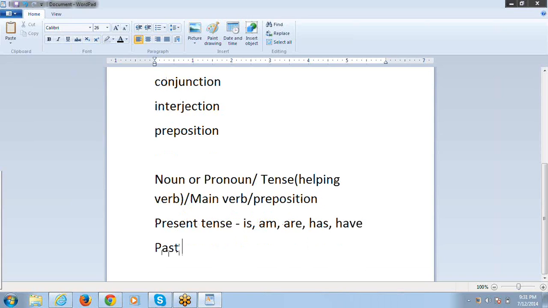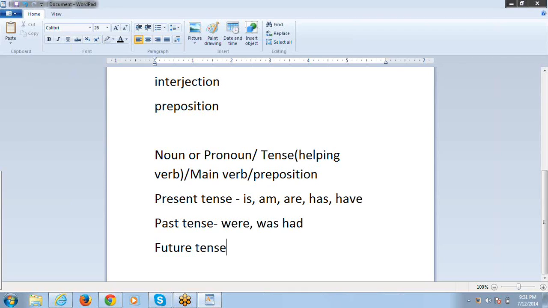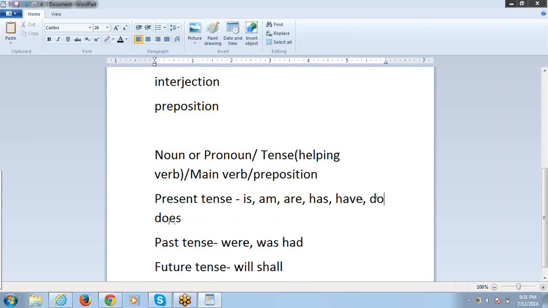What is the past tense helping verb? Were. Okay. Then you have was, and had. That is it. And what about the future tense? Will and shall. Perfect. I will tell you each and every usage. There is one more thing that we forgot: the present tense also has do and does. I will tell you the usage and how you can use it in a sentence. And the past tense has did.